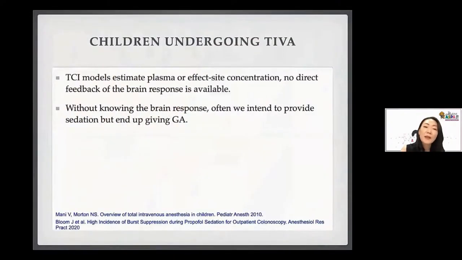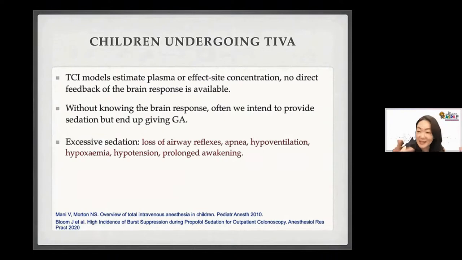So here, we'll first talk about children undergoing TIVA. Target controlled infusion, or TCI, models estimate the plasma or effect site concentration, right? And you don't get any feedback on the brain response unless you put an EEG monitor on. Without knowing the brain response, often we intend to provide sedation for a procedure, but we end up giving general anesthetic, because it's a continuum of where the patient lies in terms of the spectrum of sedation to anesthesia.